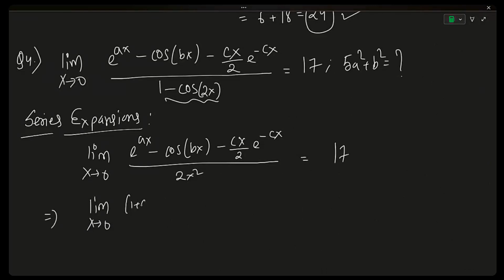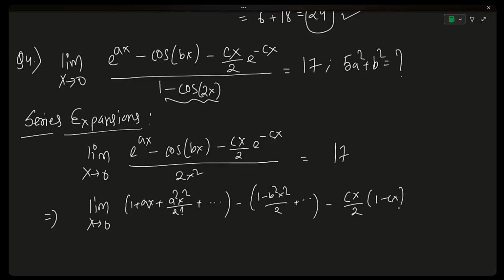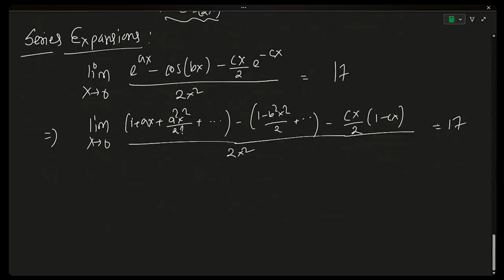This is 1 plus ax plus a square x square by 2 factorial and so on, minus 1 minus b square x square by 2 and so on, and this is minus cx by 2 into 1 minus cx. We only need the terms up to x square since the denominator is x square. Anything above that will obviously get cancelled and be 0. Now we need to collect terms. So first of all, 1 and 1 get cancelled, we can clearly see.